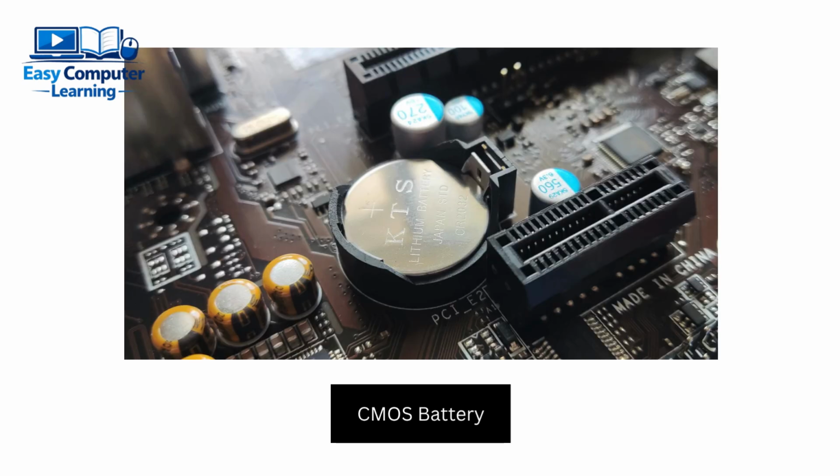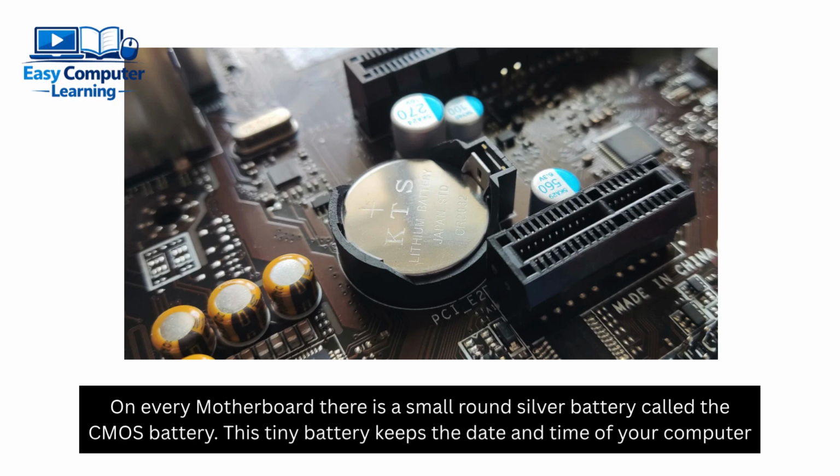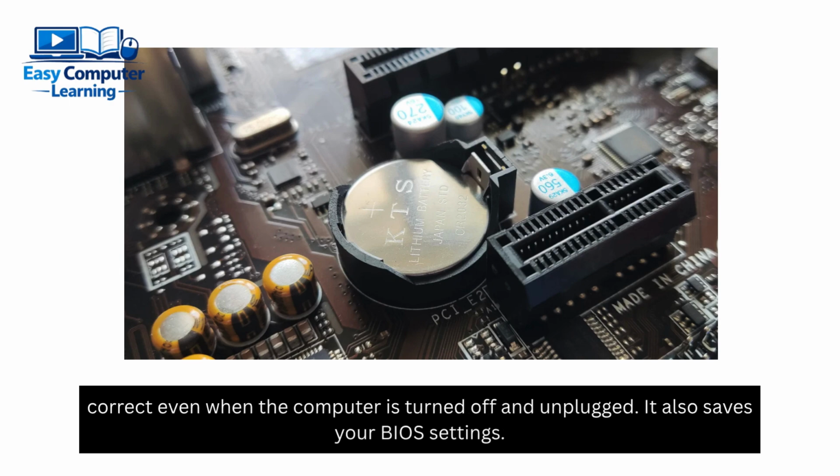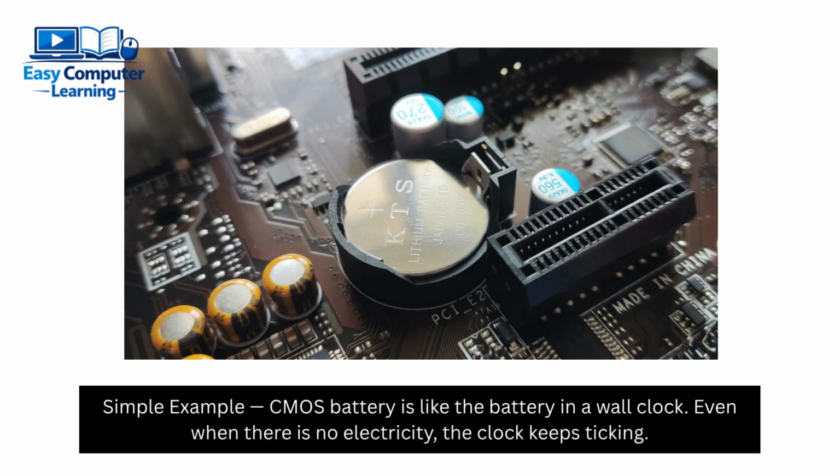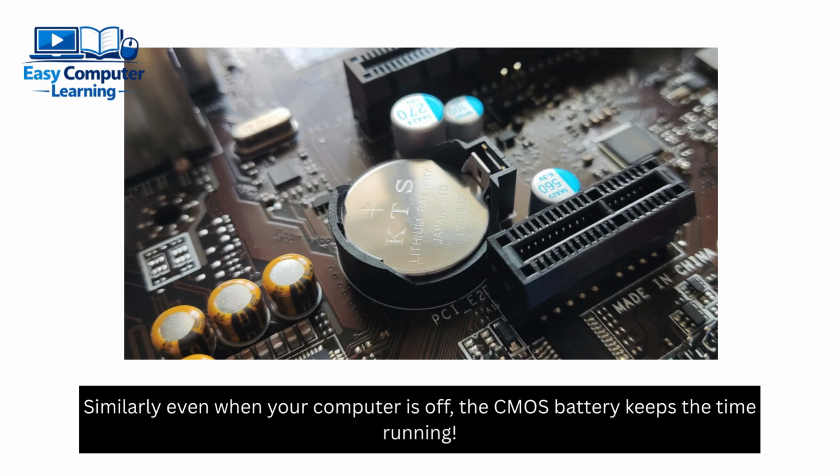CMOS battery. On every motherboard, there is a small round silver battery called the CMOS battery. This tiny battery keeps the date and time of your computer correct, even when the computer is turned off and unplugged. It also saves your BIOS settings. Simple example, CMOS battery is like the battery in a wall clock. Even when there is no electricity, the clock keeps ticking. Similarly, even when your computer is off, the CMOS battery keeps the time running.